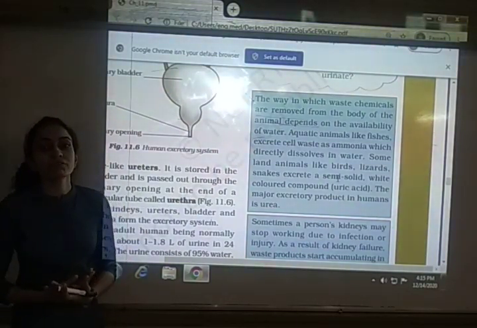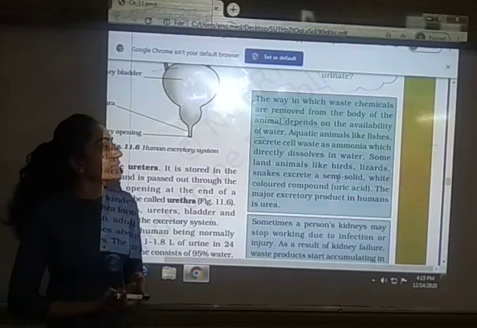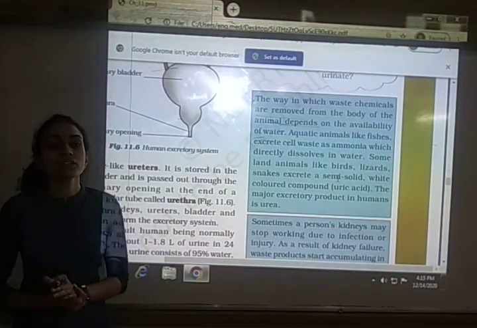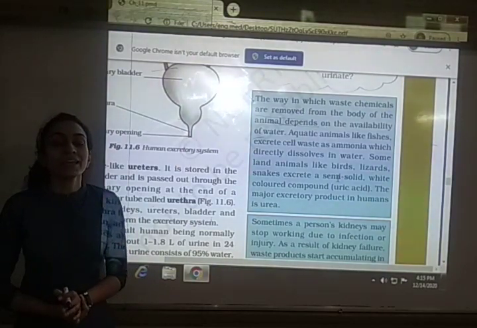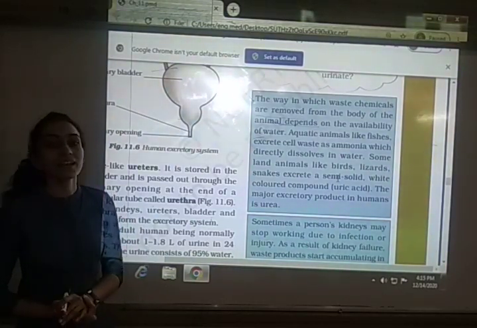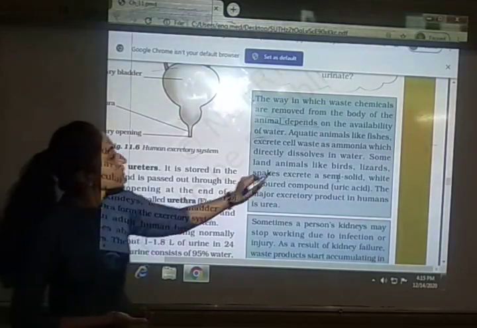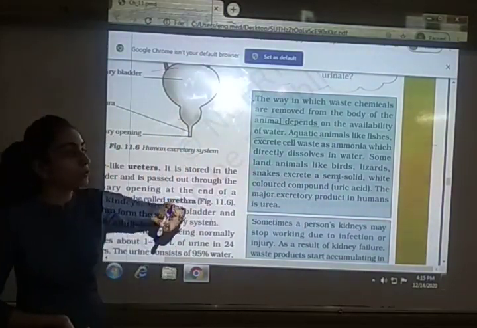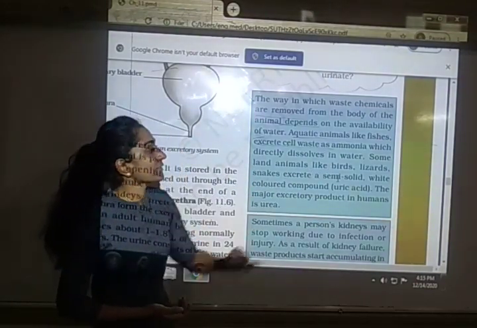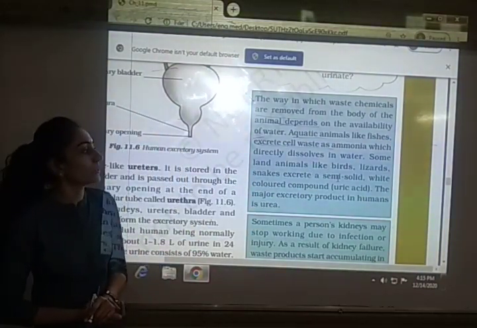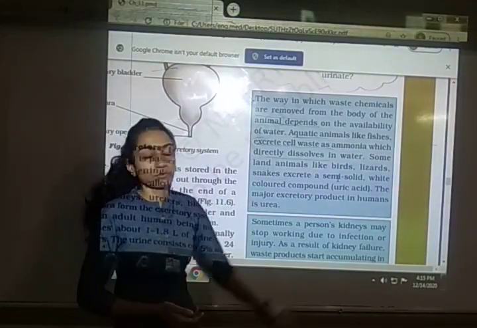How animals remove waste products from their body depends on the availability of water, or in what amount water is available in the area where these animals are living. Here are some examples. Aquatic animals like fishes excrete the cell waste as ammonia, which directly dissolves in the water.